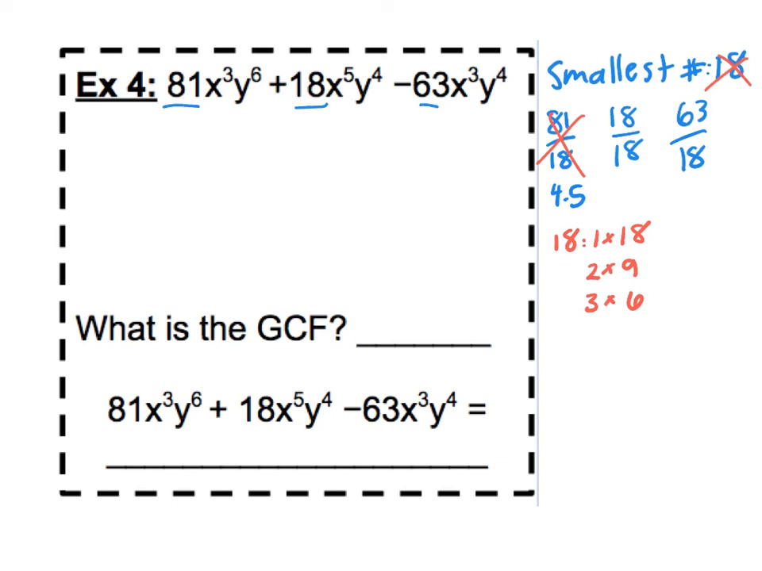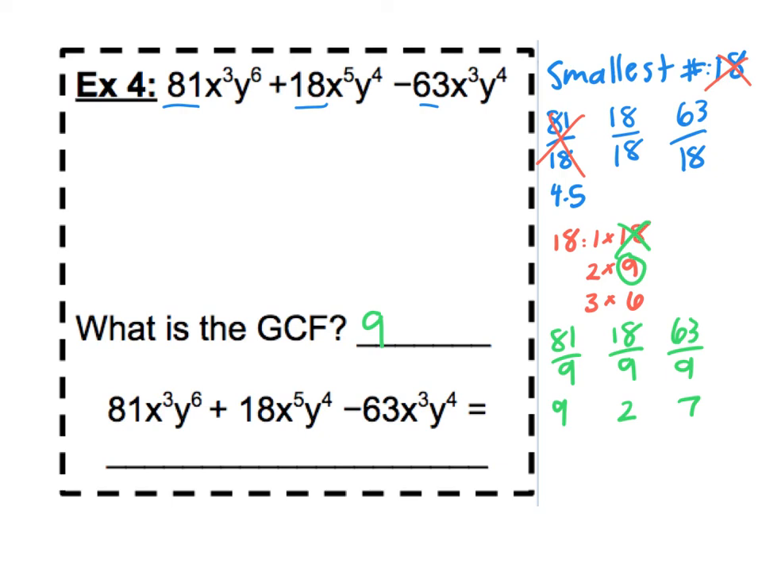Again, we've already eliminated one of them. We know 18 doesn't work. So we want to look at the next biggest, 9. I want to say, can I do 81 divided by 9? Can I do 18 divided by 9? And can I do 63 divided by 9? Well, I know 81 divided by 9 equals 9. I know 18 divided by 9 is 2. And then 63 divided by 9 is 7. So 9 is going to be a part of my GCF.